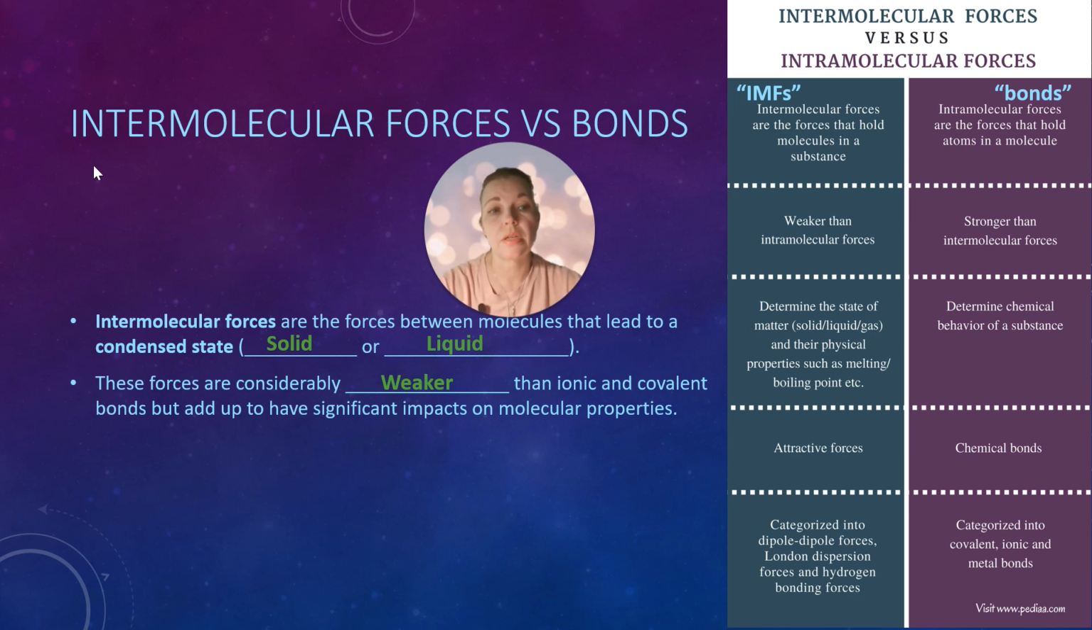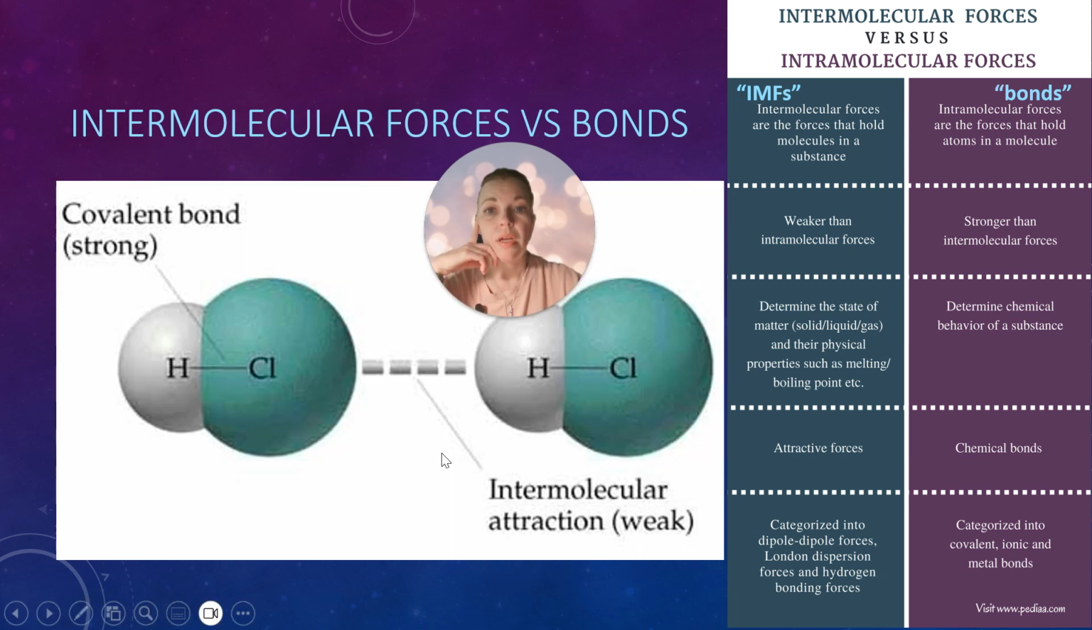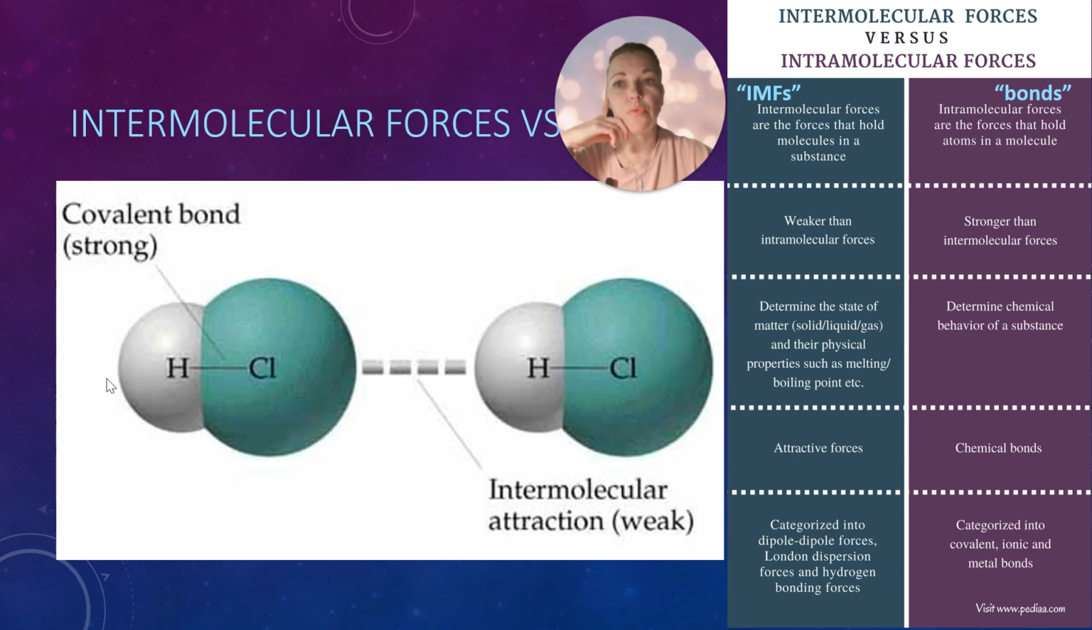Remember that the types of bonds are covalent, ionic, and metallic, because we're going to talk about those a bit more as well. All right, so just to show you again one more time, between the H and the Cl, we have what's called a bond. This is a covalent bond. And then between an HCl molecule and another HCl molecule, we have the intermolecular force. And comparing the two things to each other, a bond is much stronger than an intermolecular force.